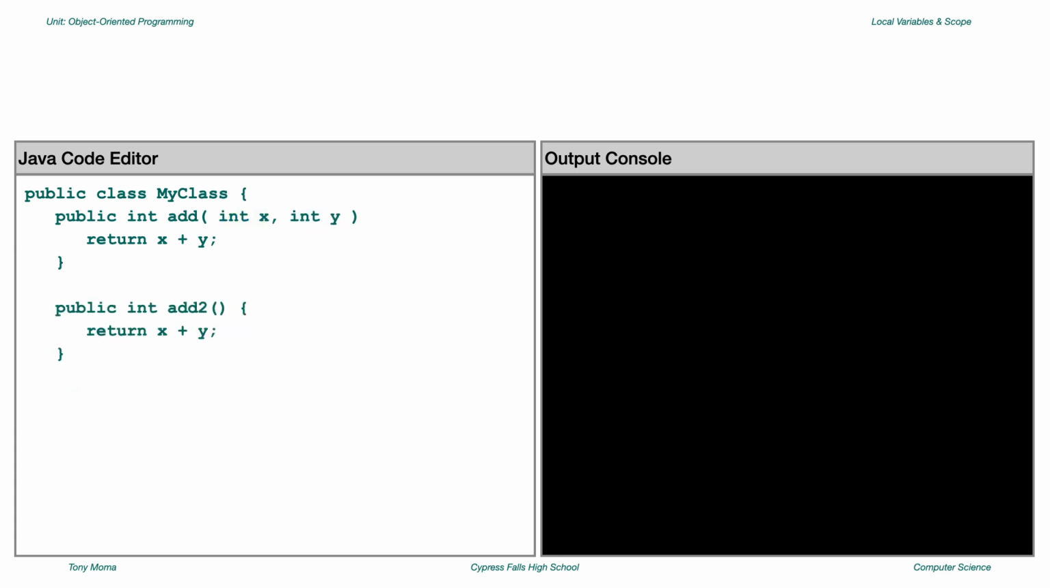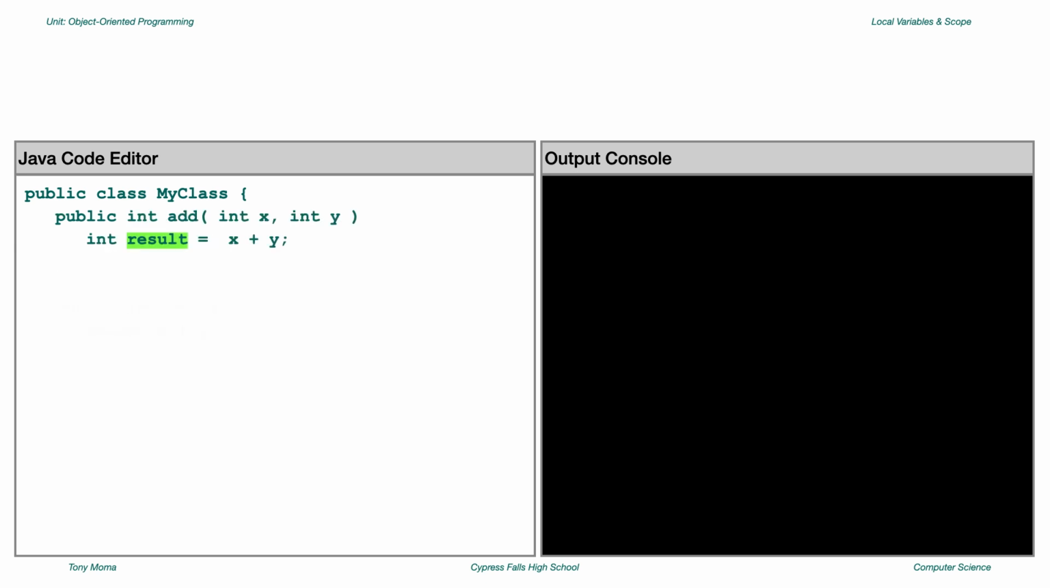Similarly, suppose I create a method named add2 that receives no parameters but simply returns x plus y. This line will not compile because it's assuming that the x and y variables that were declared inside the add method can be used inside the add2 method. It cannot. Since it was declared inside the add method, it only exists inside the add method. Thus, the code written for add2 would not compile.